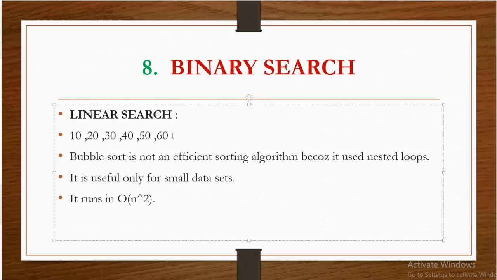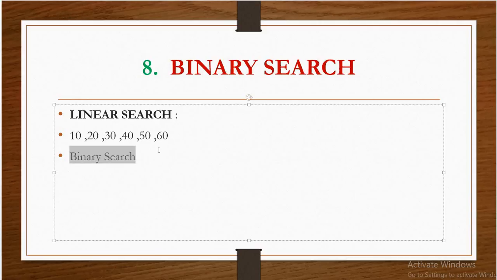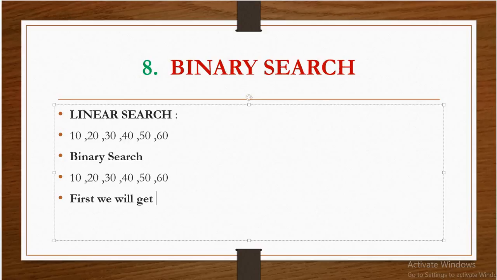So we can use binary search. And how binary search will work: if we are using binary search to perform the searching operation, then it will not go one by one to each element. First it will get its middle element, because binary search depends upon three conditions. First, we need to get its middle element value.